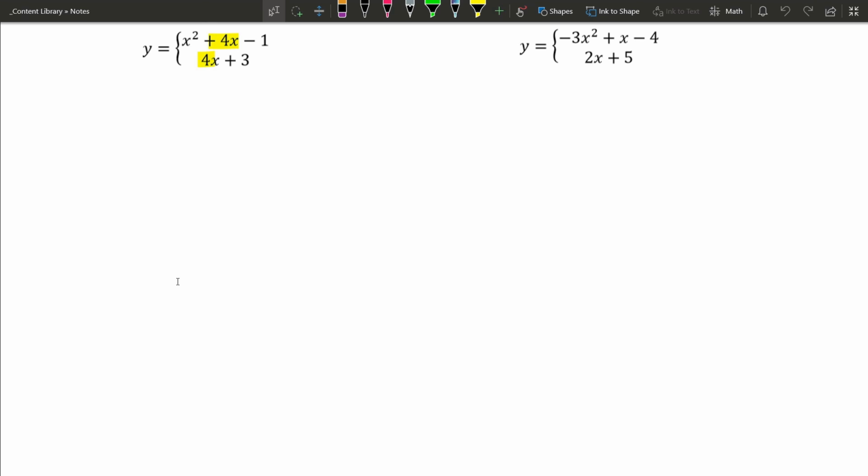So x squared plus 4x minus 1. And if I multiply the bottom one times -1, I get negative 4x minus 3. And I can add those two together, and I get, let's see, x squared and a -4. And then I can solve that one.